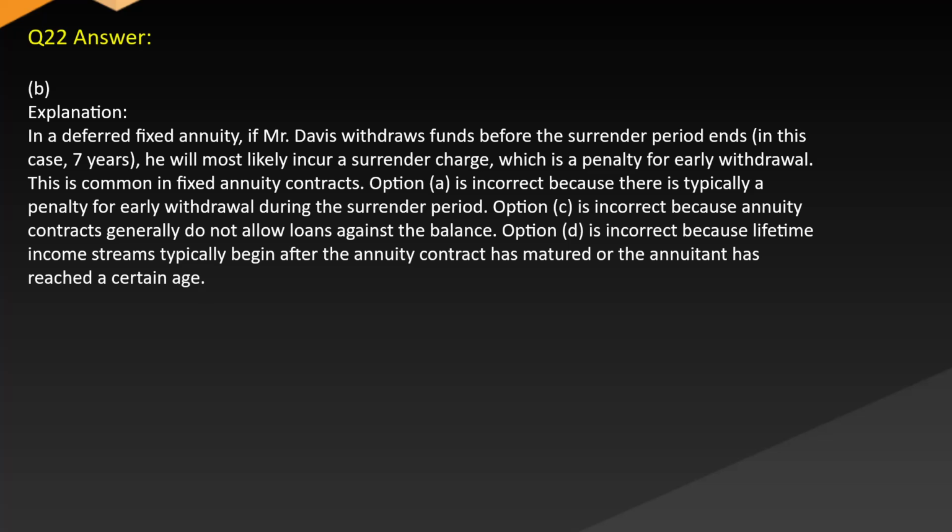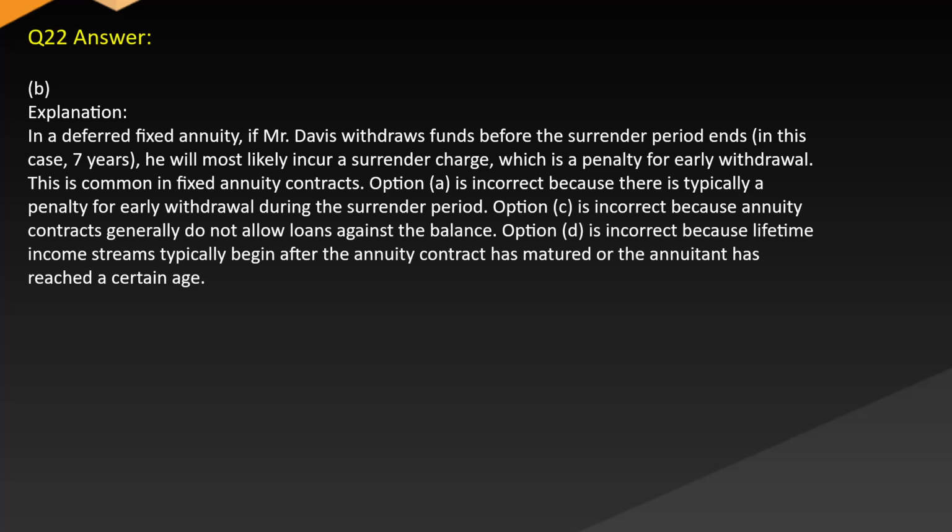Answer B. Explanation. In a deferred fixed annuity, if Mr. Davis withdraws funds before the surrender period ends, in this case 7 years, he will most likely incur a surrender charge, which is a penalty for early withdrawal. This is common in fixed annuity contracts.